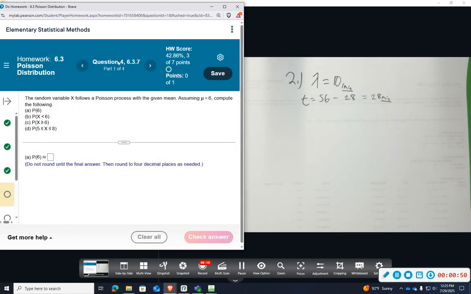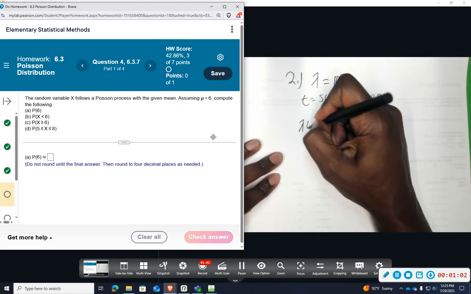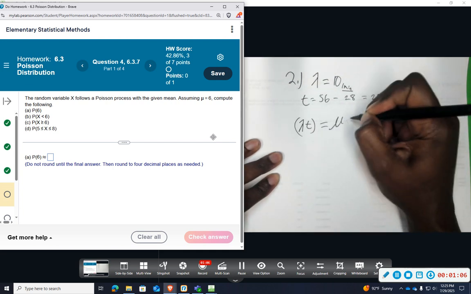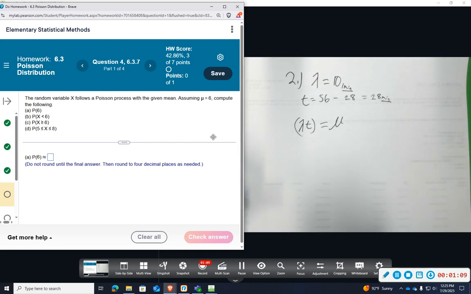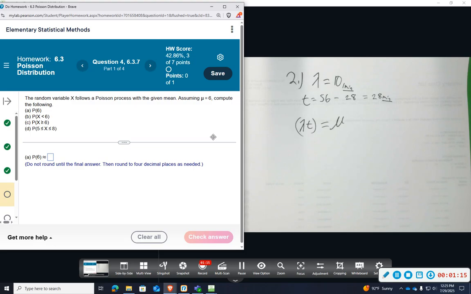All right, so once you identify your lambda and your t, you will usually multiply these together, and that will give you your mean. So this is one of the things we saw. Lambda times t, that's the parameter, that is equal to our mean. And that's the one that we use for the Poisson process. So you need your mean and you need the number of successes that you're trying to solve for.